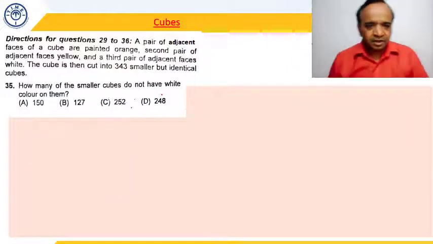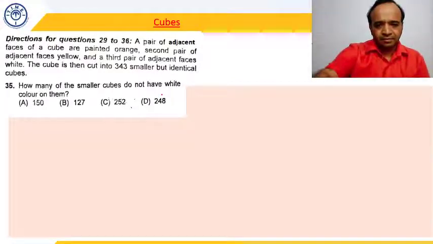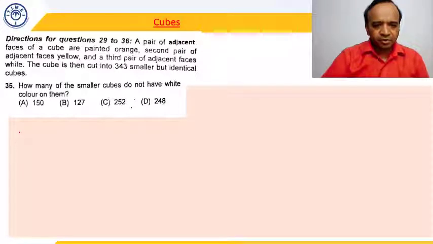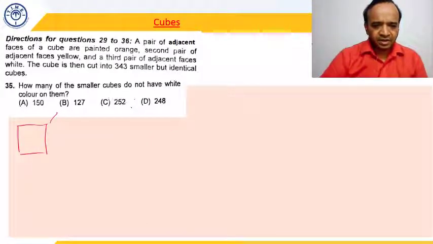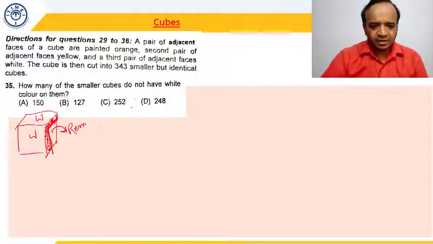Now, come to the next question. How many of the smaller cubes do not have white color on them? So do not have white color on them. Suppose I have this cubelet. What we had discussed till now, white here, I can remove this layer. Do not have white, so this white layer is to be removed. If I remove this layer, can I say the remaining are with no white?